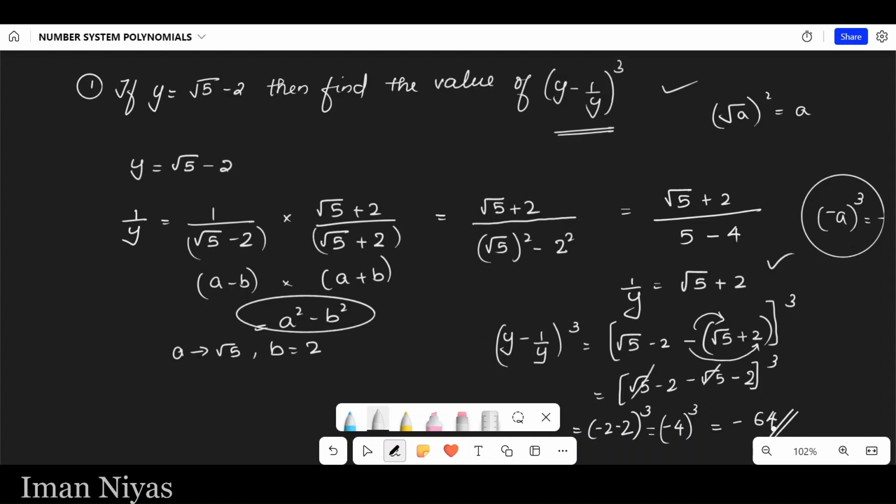Is that clear? So whenever you are getting a question like this, first you have y, you have to find out 1 by y in rationalized form. Then whatever is inside the bracket you have to solve first, then take the cube of it. Clear? So let's move on with the next question.